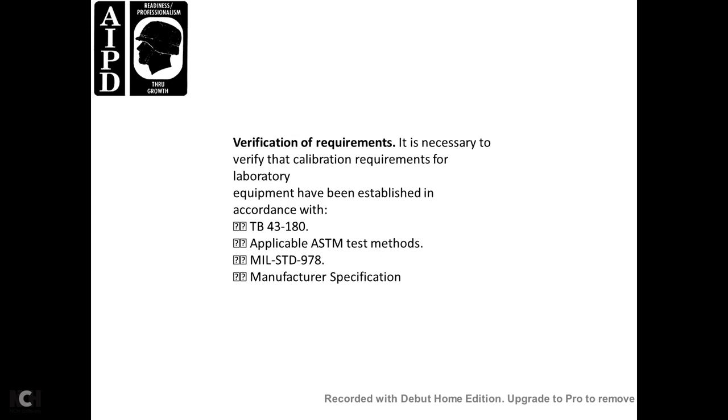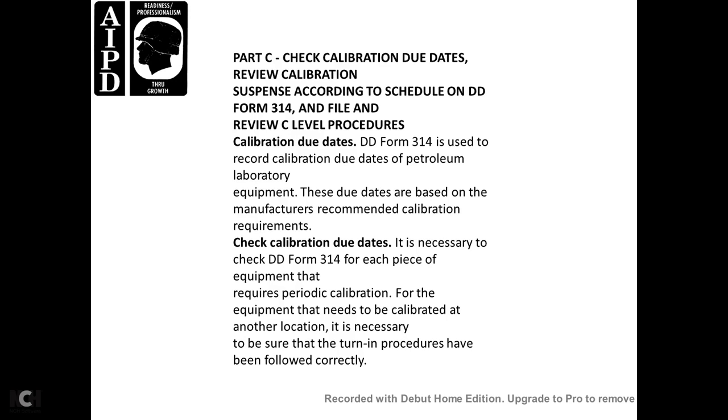It has been established in accordance with Technical Bulletin 43-180, the applicable ASTM test methods, Military Standard 978, and manufacturer specifications. Part C, checking calibration due dates: review the calibration suspense according to the schedule on Department of Defense Form 314 and files, and review the C-level procedures. The Department of Defense Form 314 is used to record the calibration due dates for the petroleum laboratory equipment. The due dates are based on the manufacturer's recommended calibration requirements.